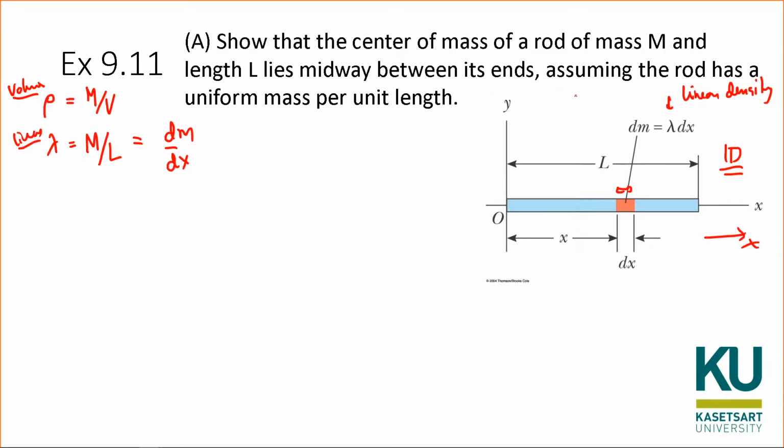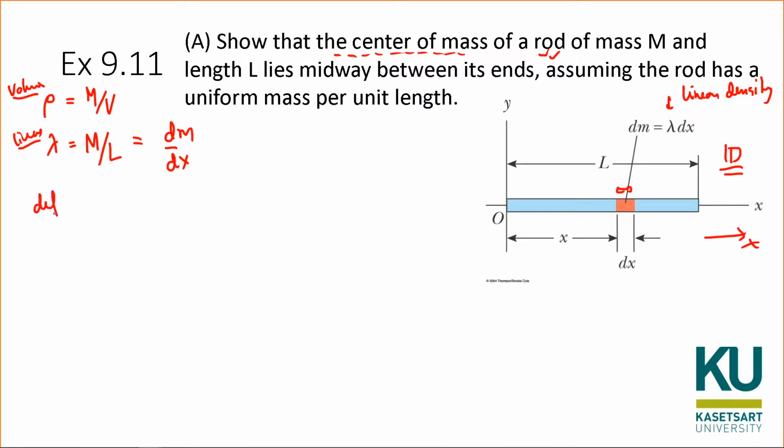Now you would like to identify the center of mass of this rod, which has mass m and length L. If the rod has uniform density, the center of mass is going to be at the middle of the rod. We will prove that by using our definition of the integral to find x_CM.